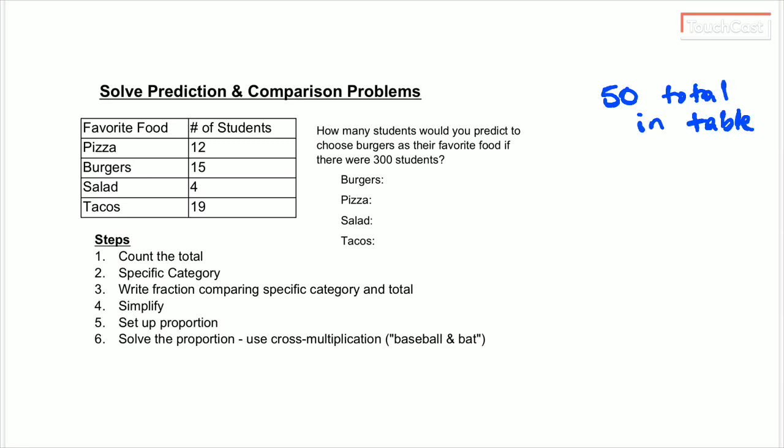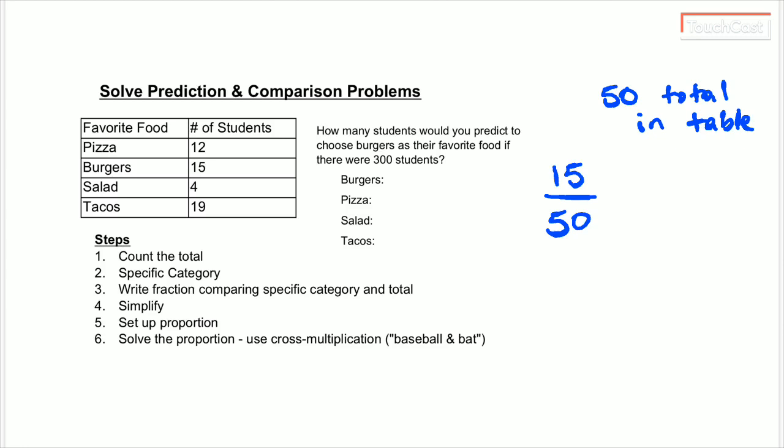So our first question here is asking about burgers. So we've got to look at the burgers, and it says that 15 students chose burgers. So we'd write that fraction 15 out of 50. Well, if there are 50 total students and we're predicting how many would choose burgers out of 300, we need to set up our proportion after we simplify, of course, using 300 as our new total number.